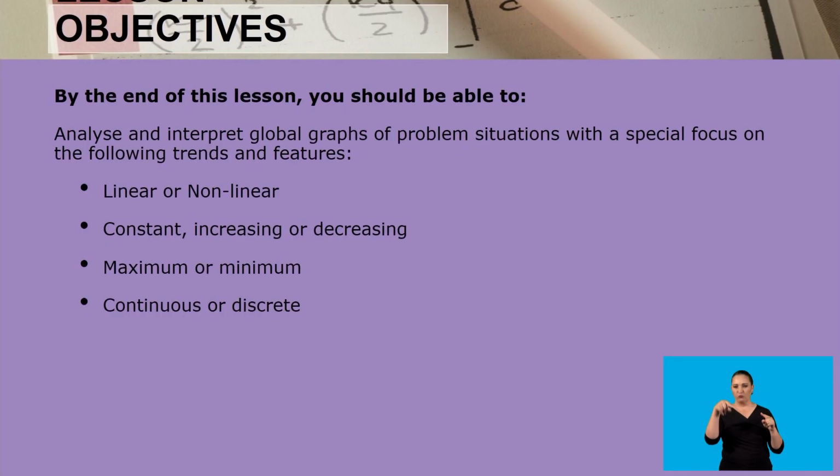So, by the end of this lesson, you should be able to analyze and interpret global graphs of problem situations with a special focus on the following trends and features. These are linear or nonlinear, constant, increasing or decreasing, maximum or minimum, and continuous or discrete. So that is what we are going to look at in today's lesson.